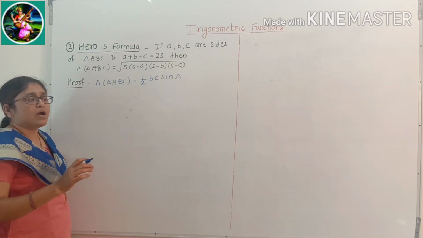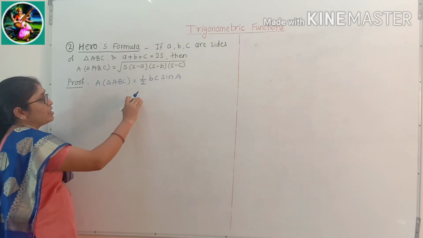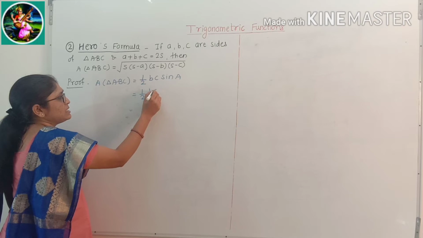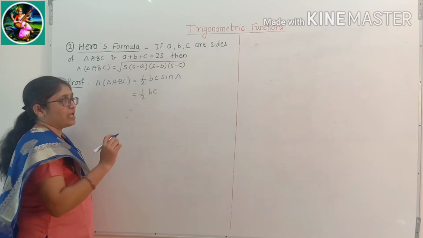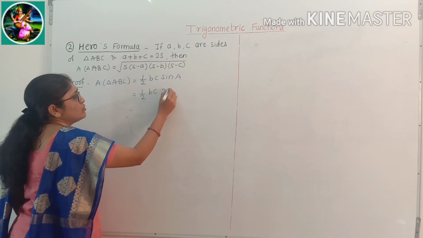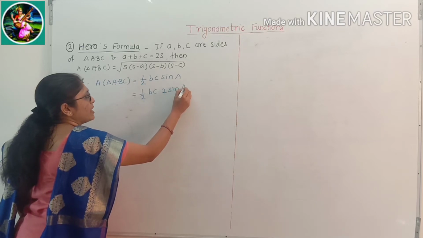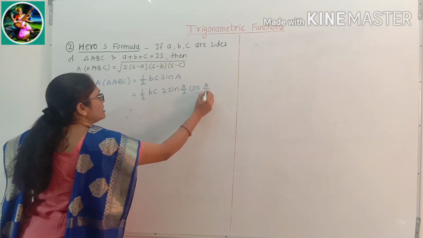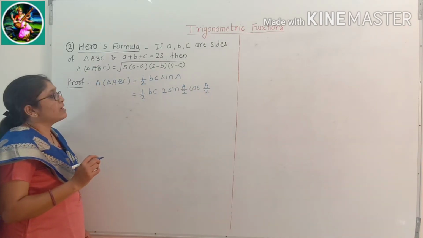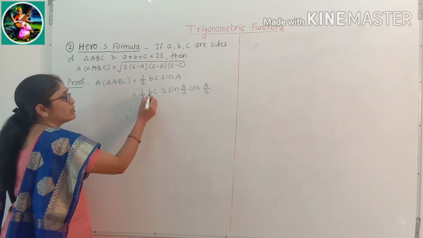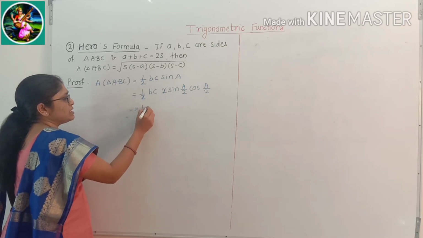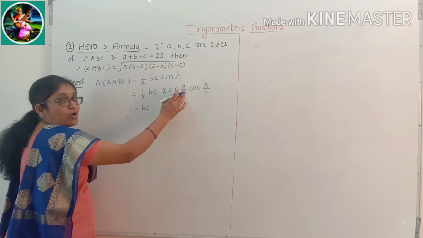Okay, as we have earlier proved that, therefore here we write 1/2 of BC instead of sin A. Here we write 2 times sin of A upon 2 into cos of A upon 2. That is the submultiple angle formula. That 2 gets cancelled. Therefore, that is equal to BC and sin A upon 2.